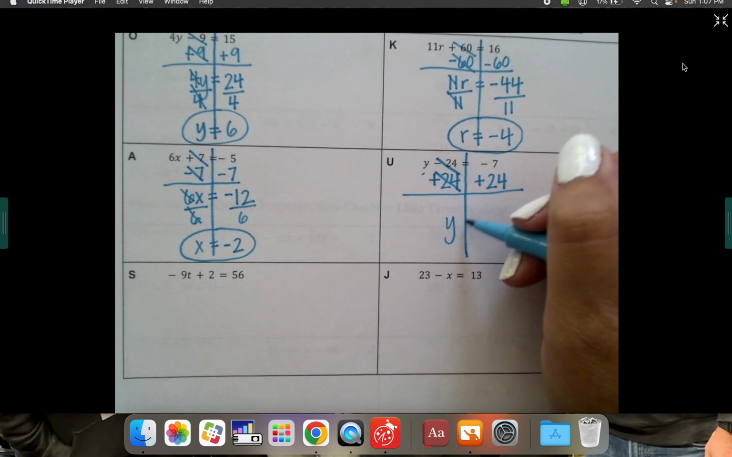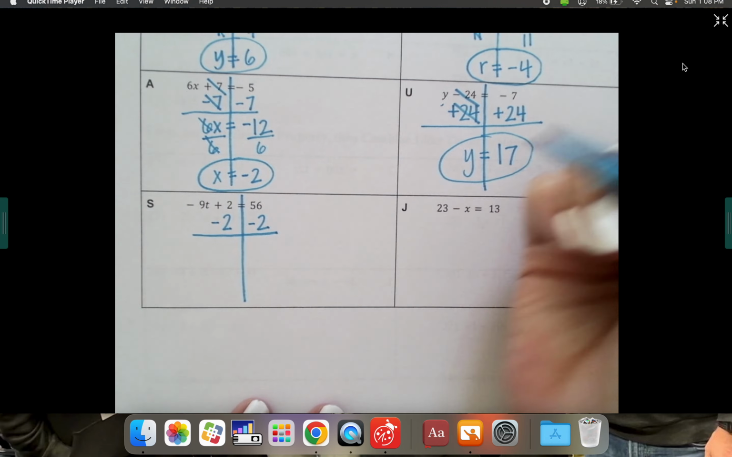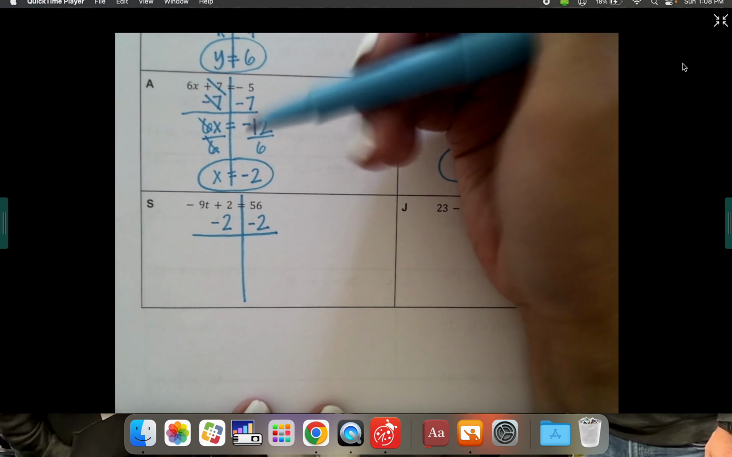Okay, letter S. Negative 9t plus 2. Remember, leave the variable and coefficient and variable together. Get rid of the constant first. So we're going to get rid of the plus 2 by subtracting 2 on both sides. They cancel out. Plus 2 minus 2 is 0. Bring down your negative 9t. Make sure it looks like a t. Sometimes they look like a plus. And then on the right, 56 minus 2 is 54. Check on your calculator if you're not sure.